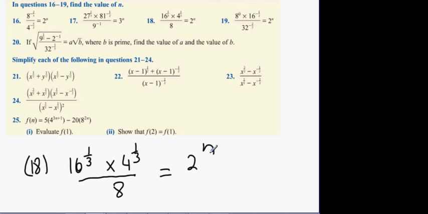When doing these questions, look for the smallest big number you can find. What's the smallest big number? 2. The big numbers are 16, 4, 8 and 2. They're what I call the big numbers, okay? Which one's the smallest big number? 2. Now go through 2 to the power 1, 2.